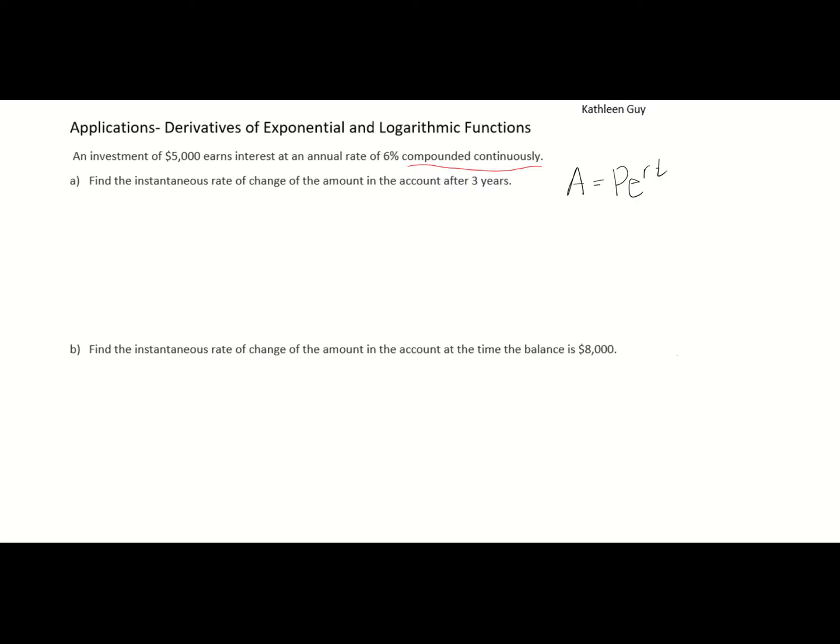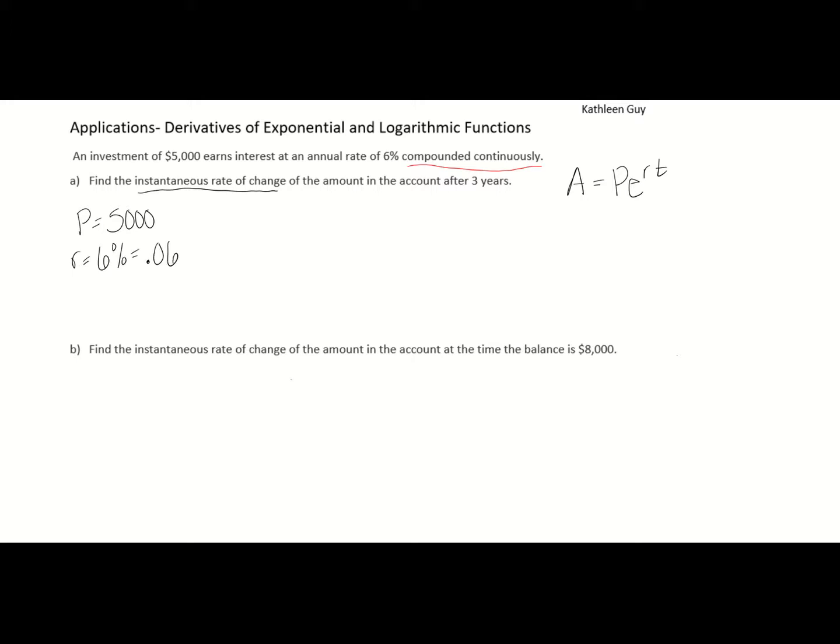Okay, find the instantaneous rate of change. Remember that's going to involve the derivative of the amount in the account after 3 years. So let's write what we have. The 5,000 is the original amount. That stands for P. The annual rate is 6%. That stands for r, but in the formula, you have to put it in as 0.06.